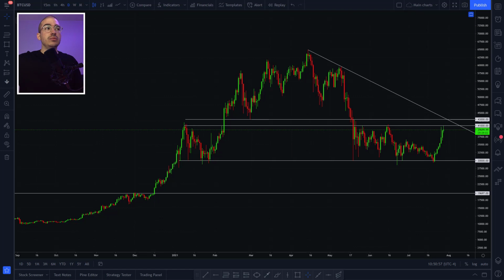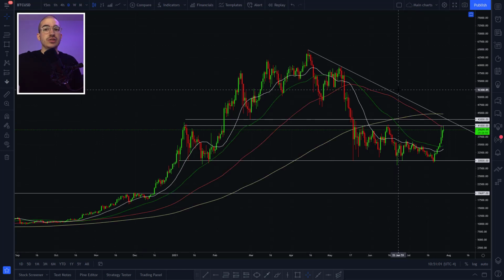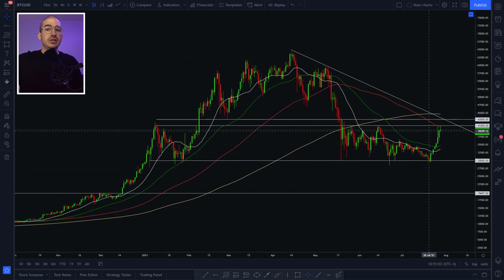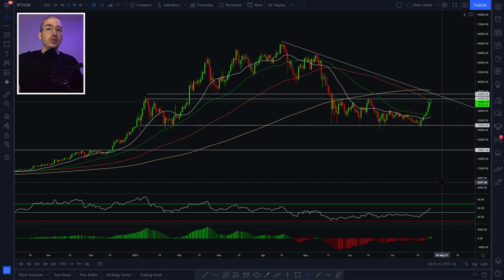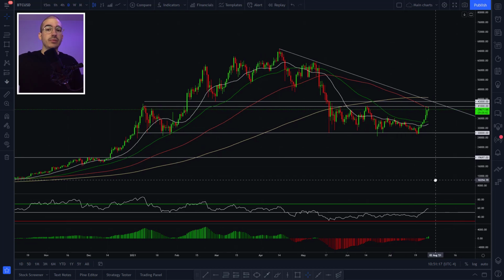Now let me add a few more technical layers. We will add the moving averages right here. These will also give us some clues. And then let me also add the RSI and the MACD, which are two indicators that I use. So now we have all the technical tools that we need for this market, and we will see what can happen from all of this.